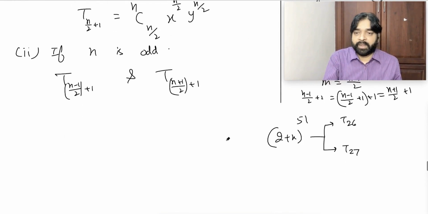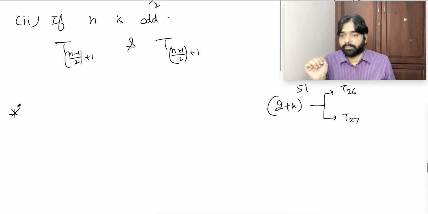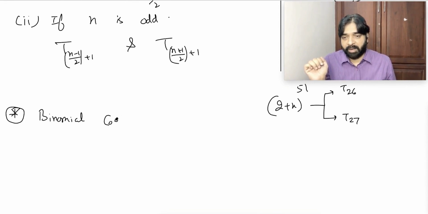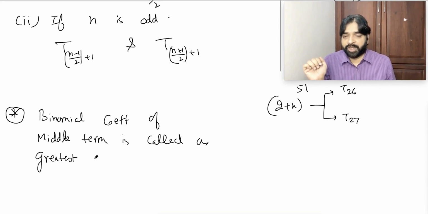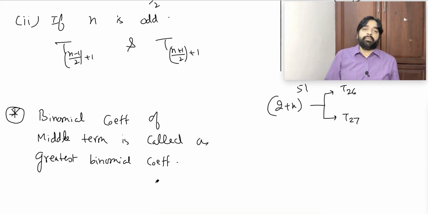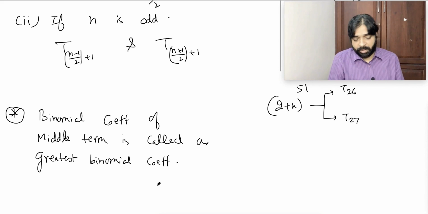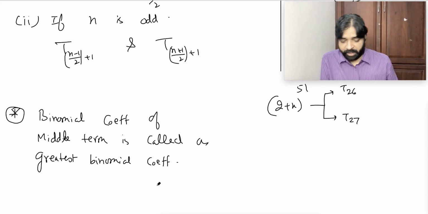Next, write as a note. The binomial coefficient of the middle term is called the greatest binomial coefficient. Let me explain the meaning of this.